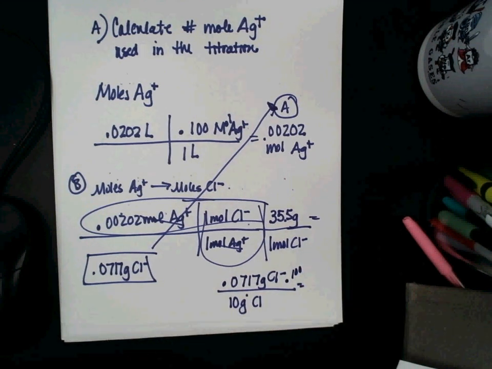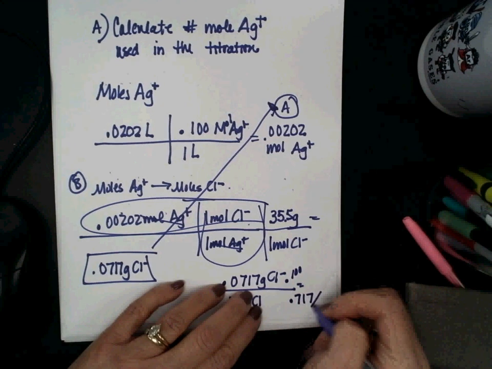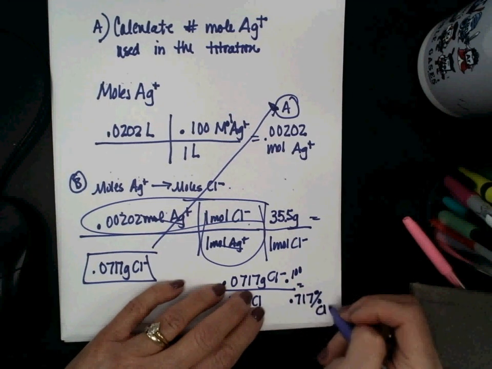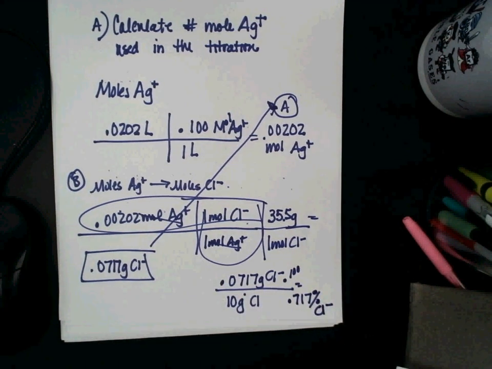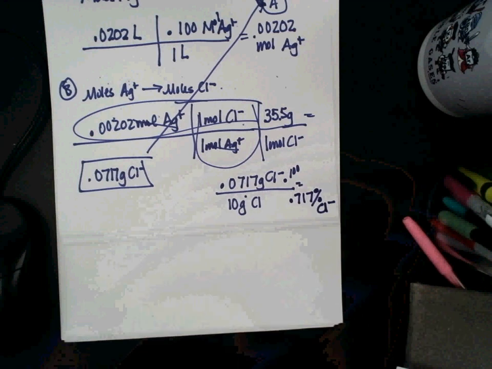Oh, you know what else we got to do? Times 100, because we're finding a percent. Otherwise, it's going to be really little. So I got 0.717 percent Cl minus.